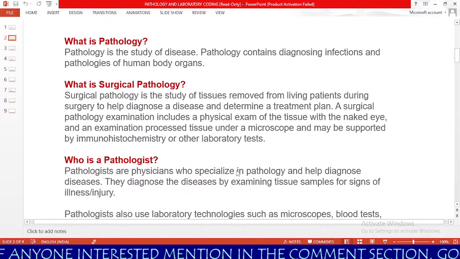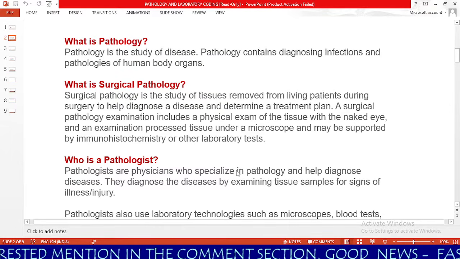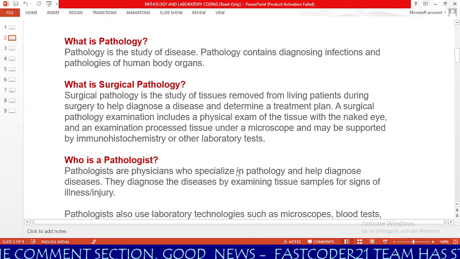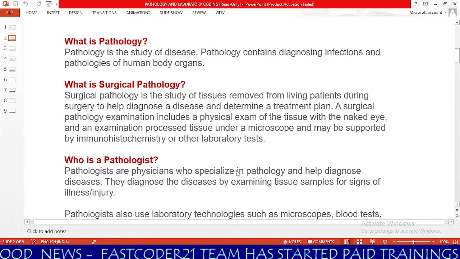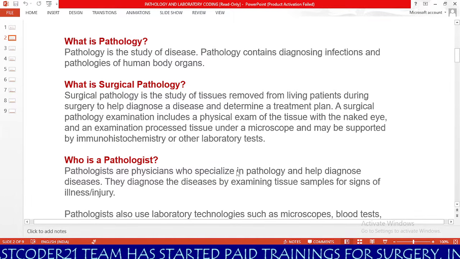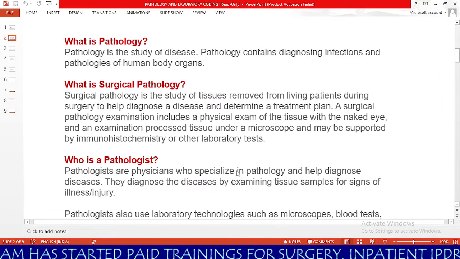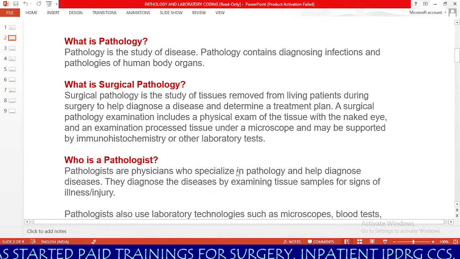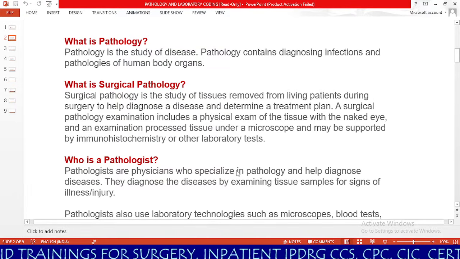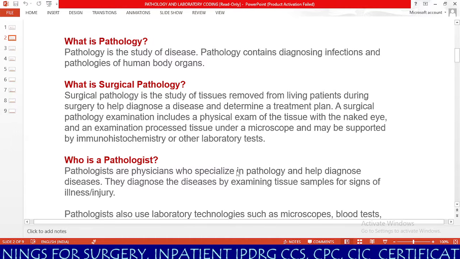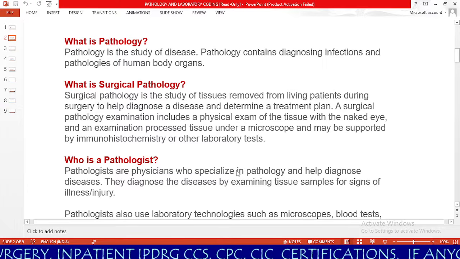So what is pathology? Pathology is the study of disease. Whenever we send a sample to the pathology department, they will study the disease. Pathology contains diagnosing infections and pathologies of human body organs. So using pathology, we will find the infections as well as the pathologies of any type of human body organ. For example, if the physician excises a lipoma and sends it to pathology, the pathologist is going to find the pathological disease in the specimen.